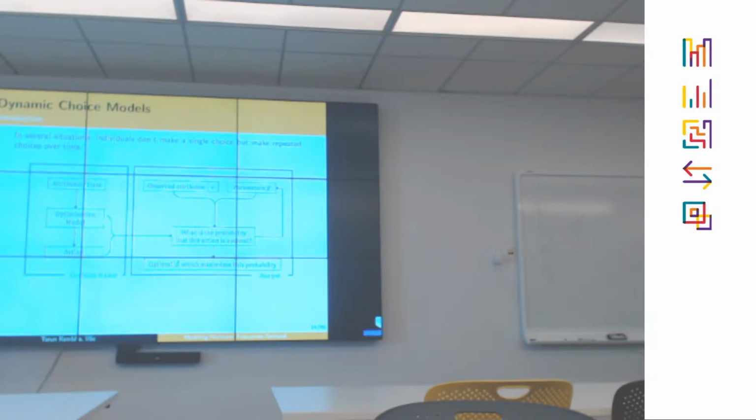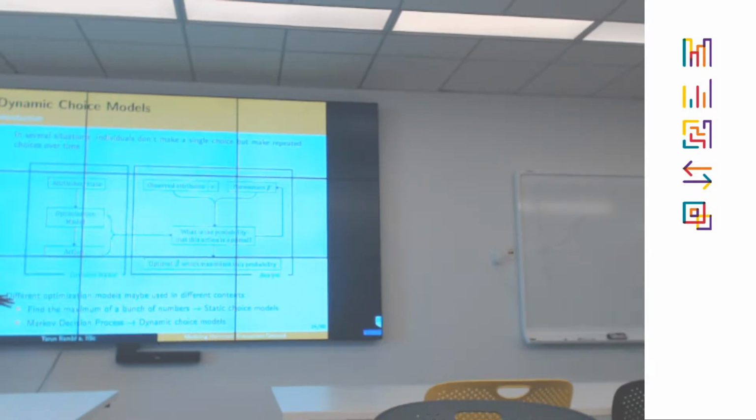Okay, so this is the broad framework in which the static as well as the dynamic choice models operate. It's just that this part is different. The optimization model that's running in people's heads, earlier it was choosing among a bunch of numbers, maximizing a bunch of numbers. In the case of dynamic choice models, they are evaluating not just one action, but what might happen in the future is also contributing to what they are doing at this current step.